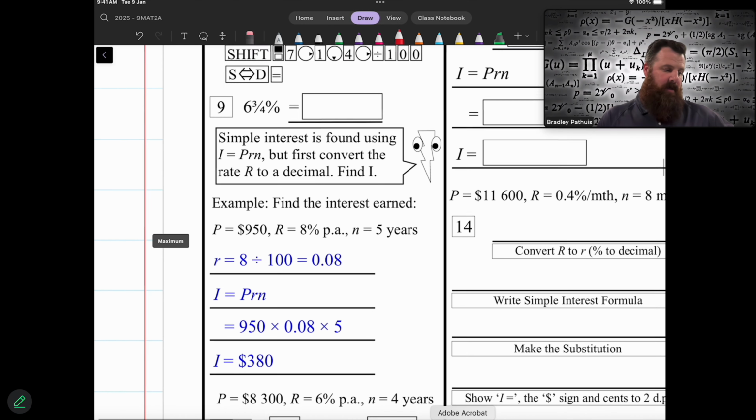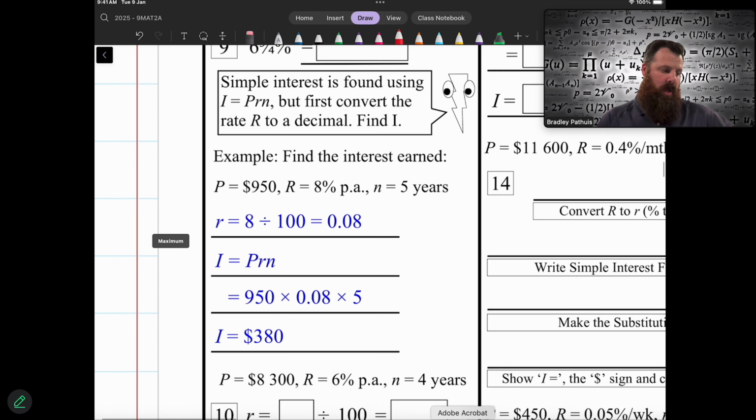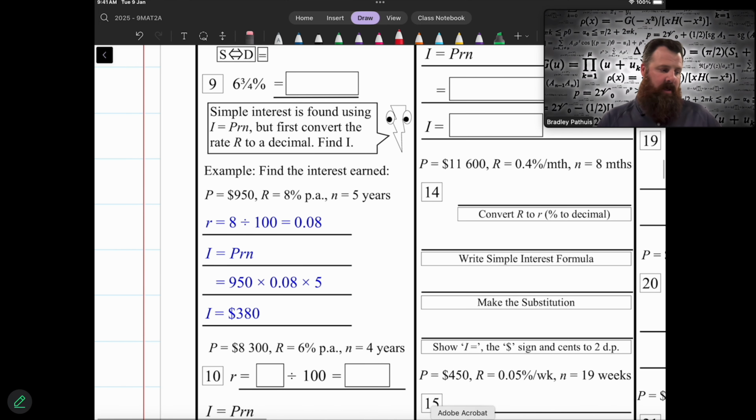If we look at question 9 here, it starts off with our little lightning bolt man. And whenever you see the little lightning bolt man, he's got instructions there. So simple interest is found using the formula, find the interest. So we have an example here.